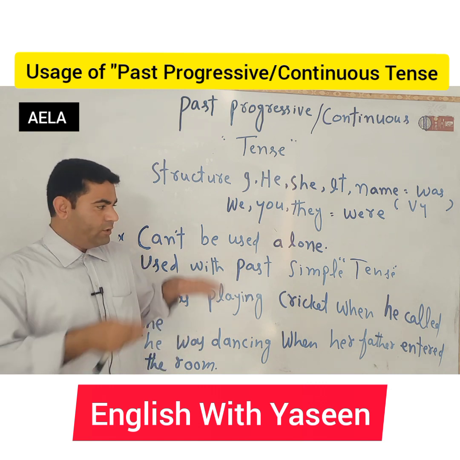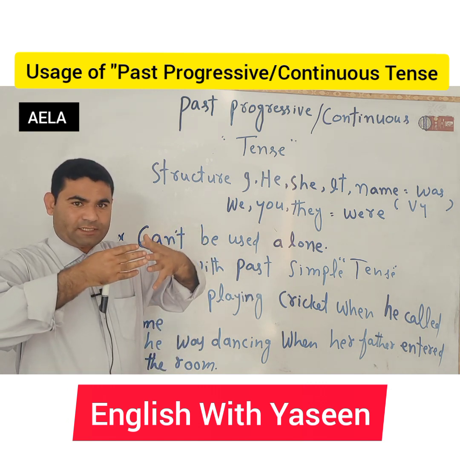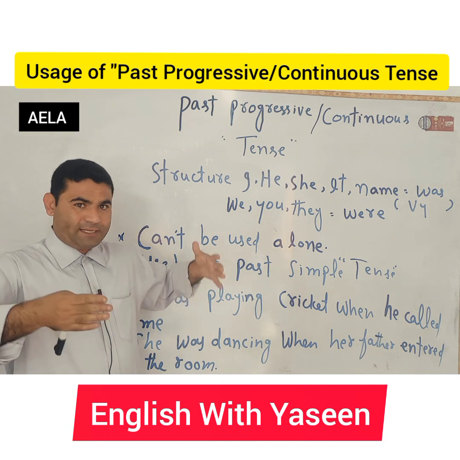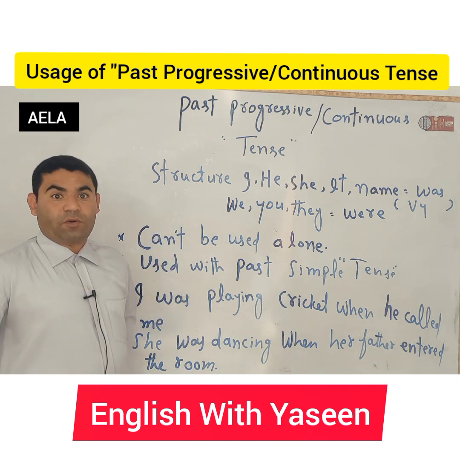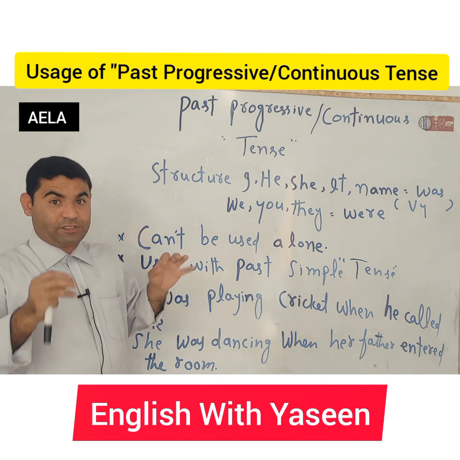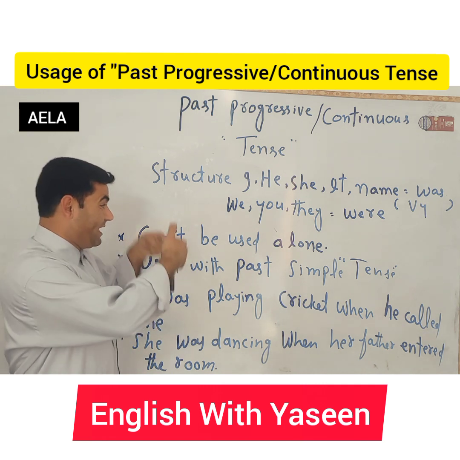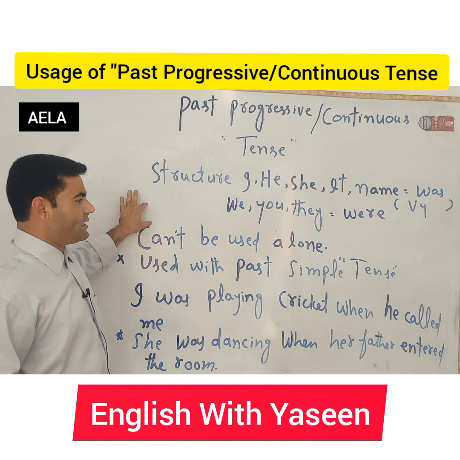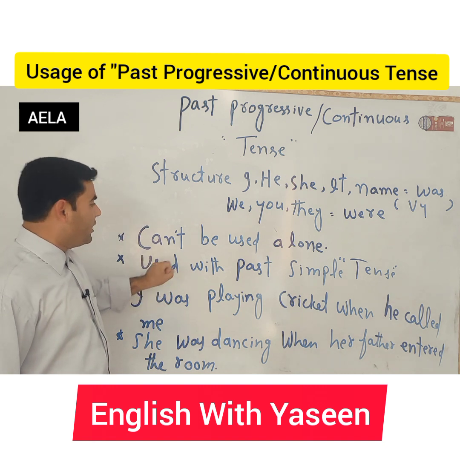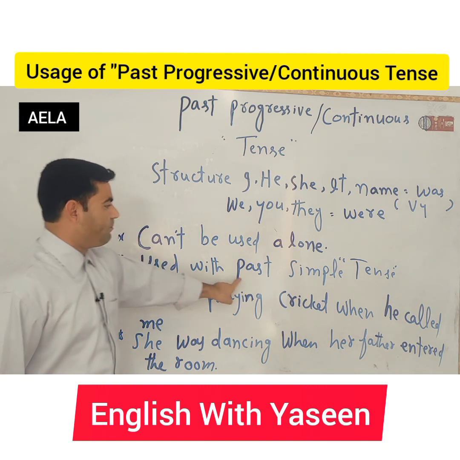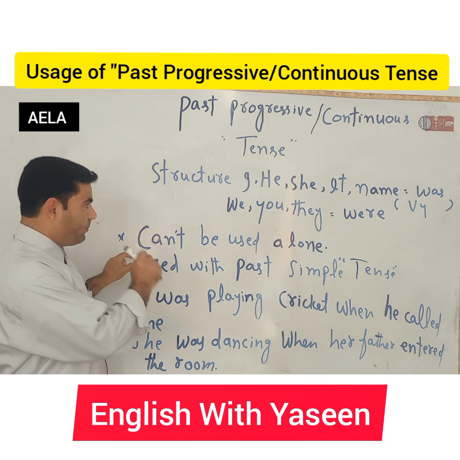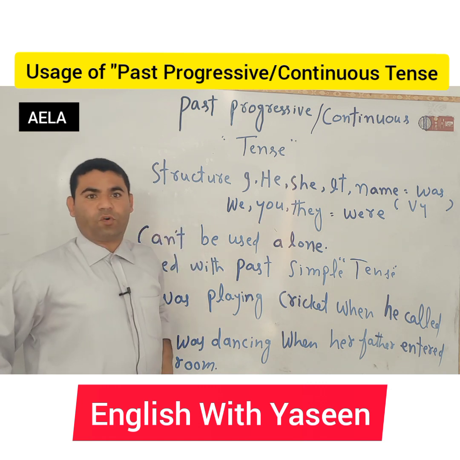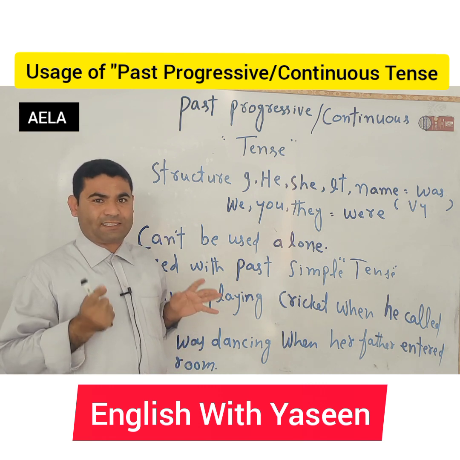But if you just want to use it separately, you just want to write, or you want to speak, or you want to express, and no one has asked you a question, you will have to link it with another tense. Now, which other tense you will have to link it with? You will have to link it with past simple tense. Remember one thing, that past progressive tense is always linked with past simple tense.